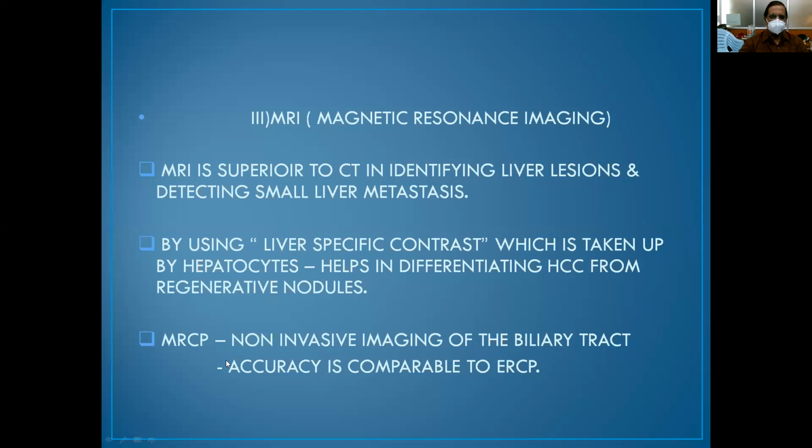And MRCP is most useful, particularly because it does not have any complications of ERCP. It is a non-invasive investigation, and it is as accurate as ERCP, but without any complications of ERCP. So that is the main advantage of MRCP. When the patient is not fit for ERCP, or ERCP is associated with complications, then you can go for MRCP.